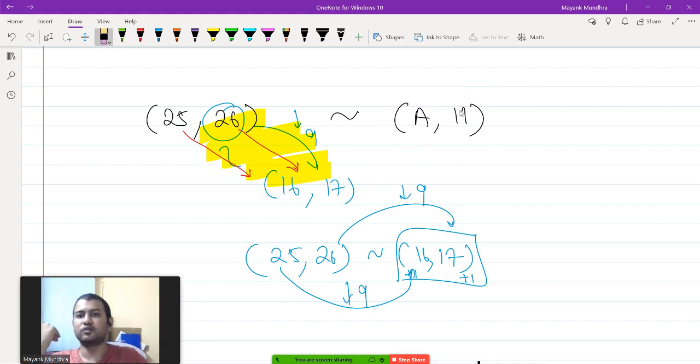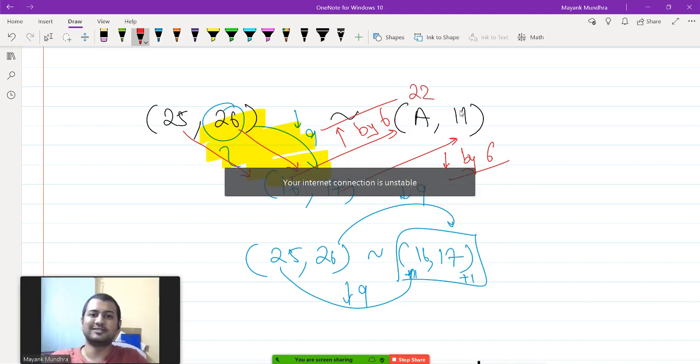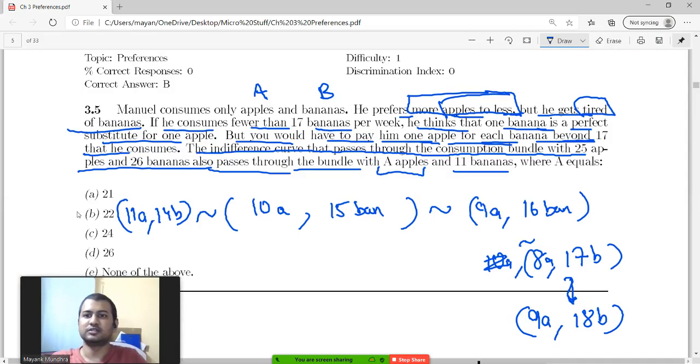good. Okay, so if you want to reduce the number of bananas by 6, you need to increase the number of apples by 6. Okay, so now he likes bananas. So once you get him to 17 bananas and you want to further remove bananas from his diet, you need to compensate him with apples. So if you are reducing 6 bananas, you need to give him 6 more apples. So adding 6 more apples gives him 22 apples. Okay, so 22, 11 is indifferent to 25, 26. So the answer is going to be B.